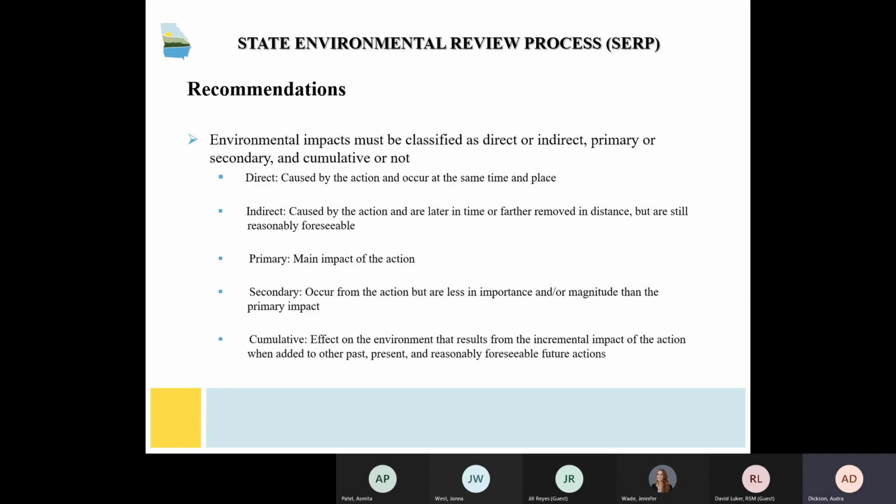For each environmental impact, the impacts of the project need to be both classified as direct or indirect, and primary, secondary, or cumulative, in addition to quantified as major or minor. In addition, for projects that have multiple components, for instance, where both the wastewater plant and the sewer system are impacted, environmental categories for all portions of the projects must be evaluated in the planning document.